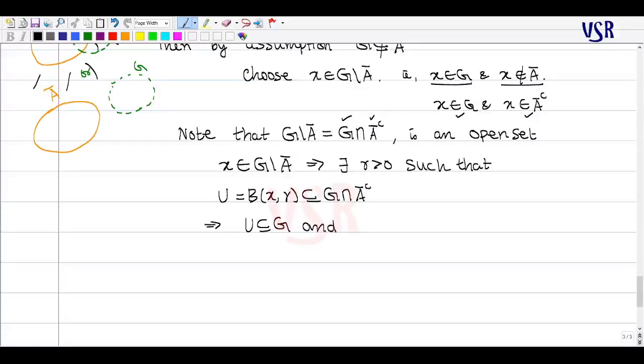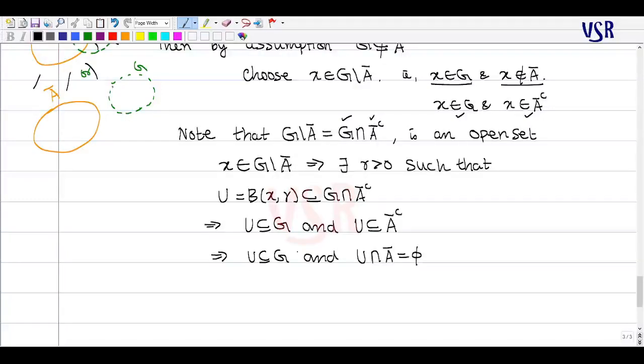and U is a subset of A closure complement. But this implies that U is a subset of G and U intersection A closure is equal to empty. U is inside A closure complement, so the intersection of U and A closure is empty.